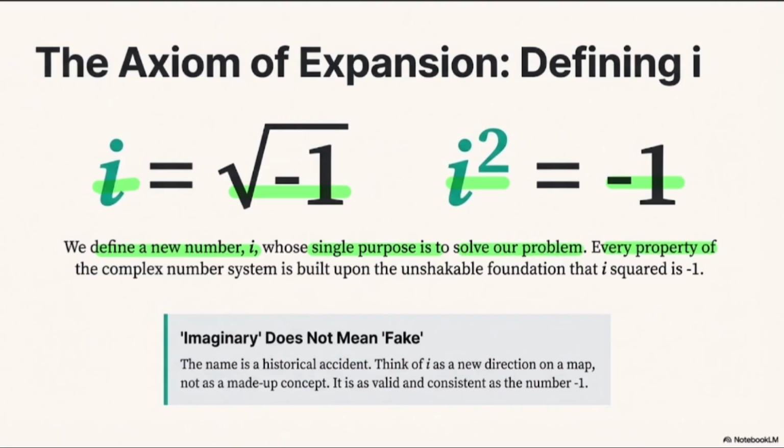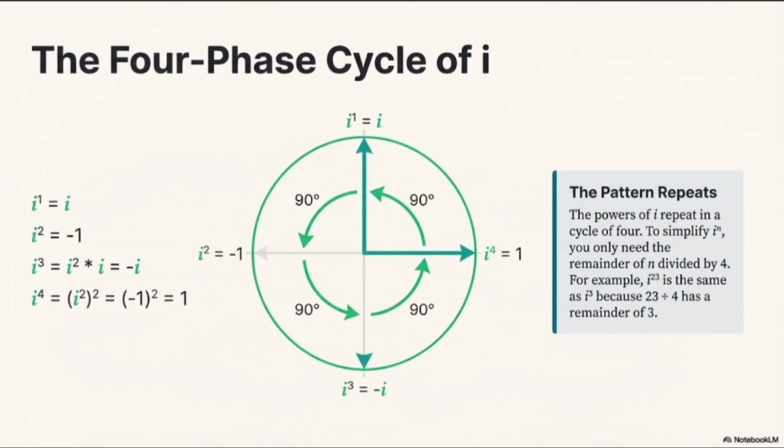It means that every property of the complex system is built upon this unshakable foundation that we know as i, which is the square root of negative 1. By the way, this kind of imaginary thing does not mean fake. They came up with it by accident. So don't just think that this is imaginary, fake, and we just made it up. No, this is the actual, 100% guaranteed way that we use in mathematics to solve our problems.